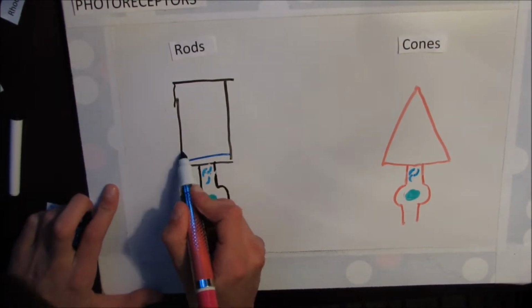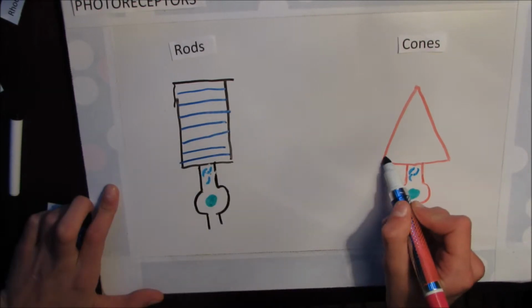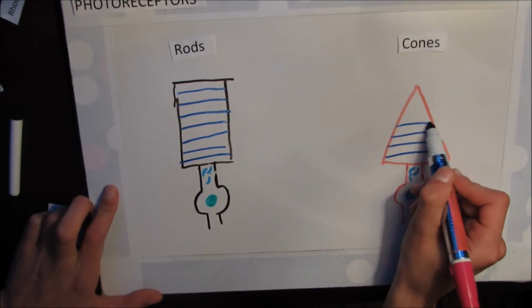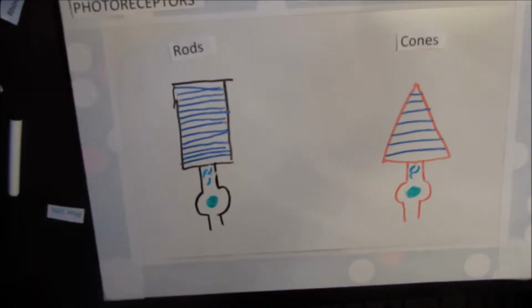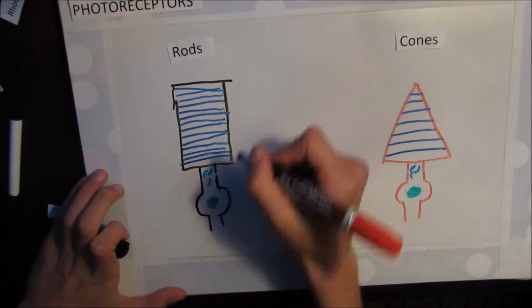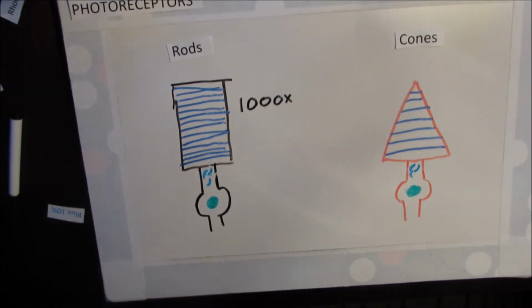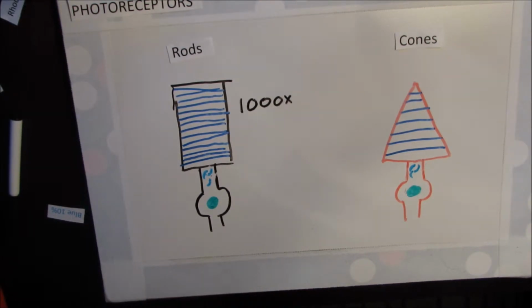In each structure, there are optic discs. Optic discs are large membranes found in both rods and cones, and there are thousands of them. Rods have many more optic discs than cones do. The more optic discs there are, the more sensitive the photoreceptor is. Since rods have more optic discs, they are about 1,000 times more sensitive to light than a cone is. For this reason, rods are really good at detecting light, and rods are responsible for telling us if light is present or not.